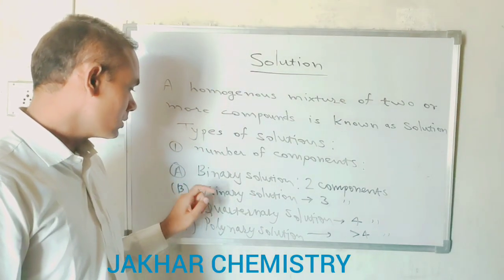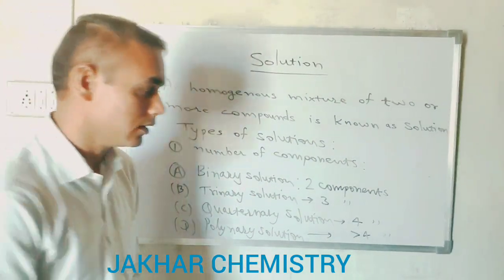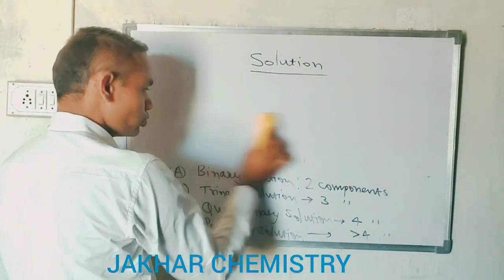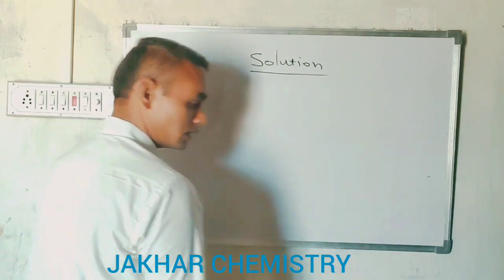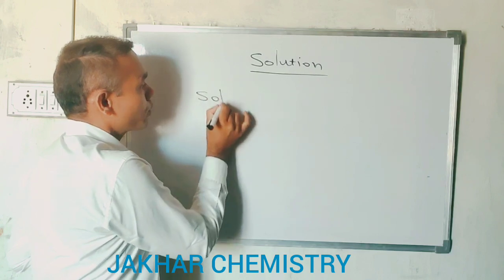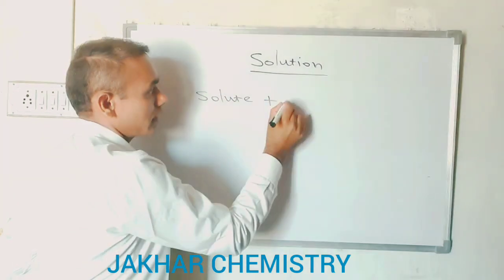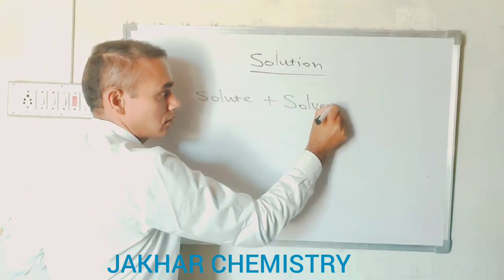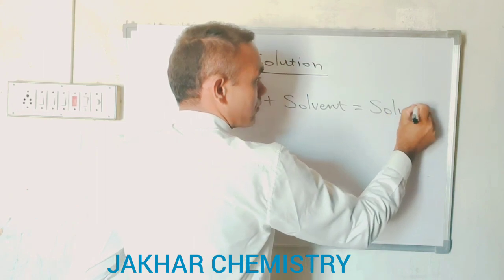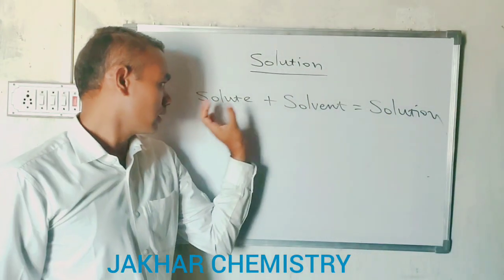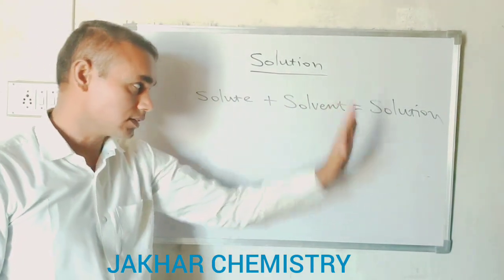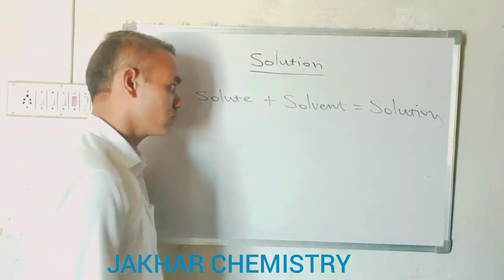Now we will discuss binary solution in detail. In case of binary solutions, we are mixing two compounds to form a solution or homogeneous mixture, in which one component is known as solute and another as solvent, and these two form the solution. In case of binary solutions, we have two components in the solution, in which one is known as solute, another component is solvent, and these form a solution.